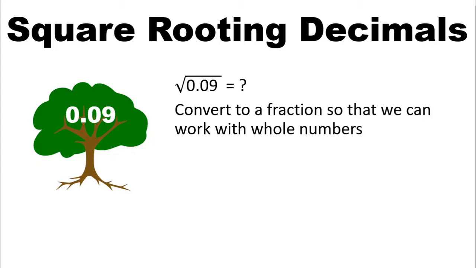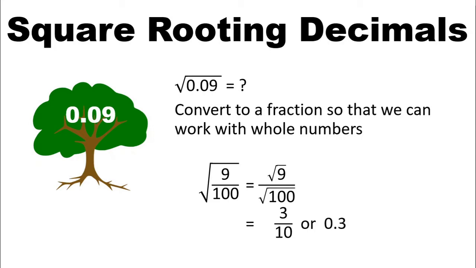So 0.09 is the same thing as 9 over 100. That's 9 hundredths. And the square root of 9 over 100 is as simple as square rooting the numerator and square rooting the denominator. So we'll do the square root of 9 over the square root of 100. And these are square numbers that you should know. Square root of 9 is 3, and the square root of 100 is 10.